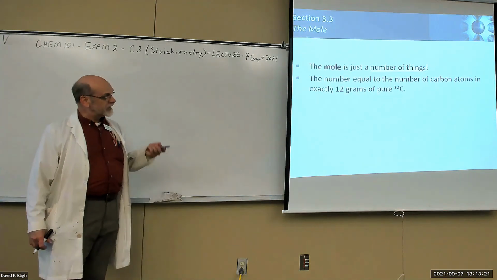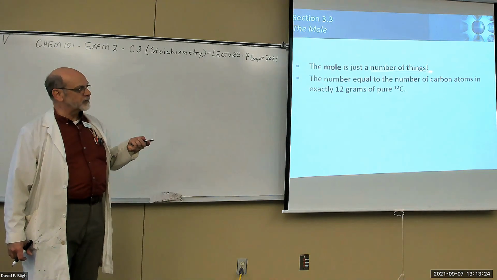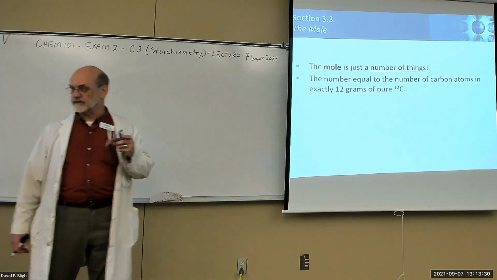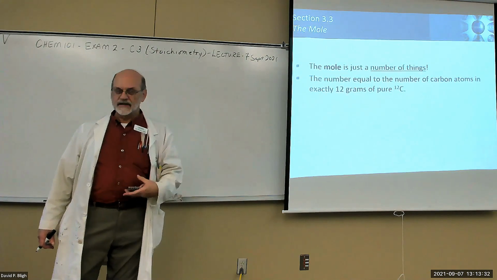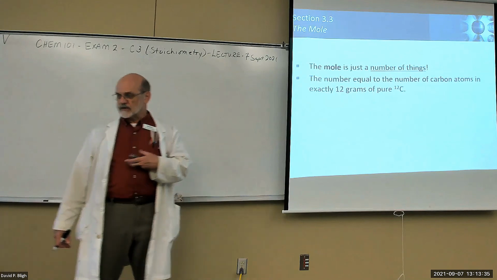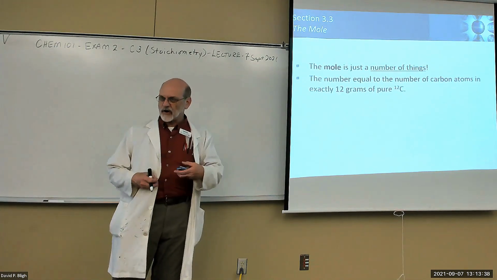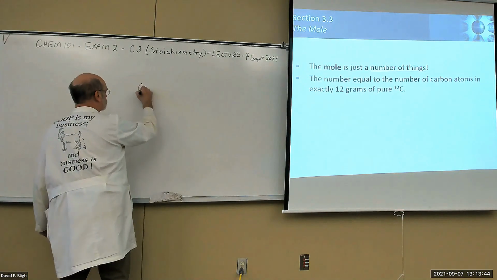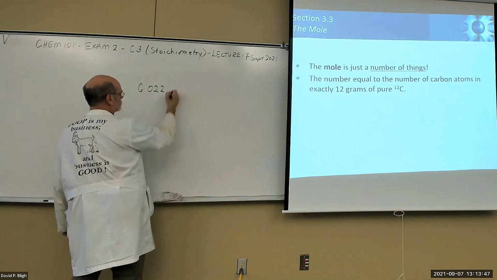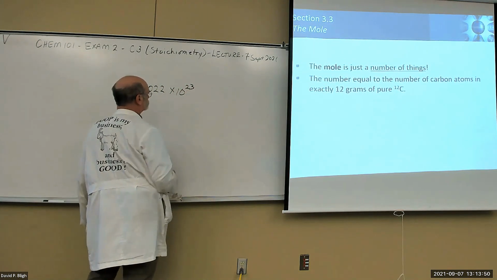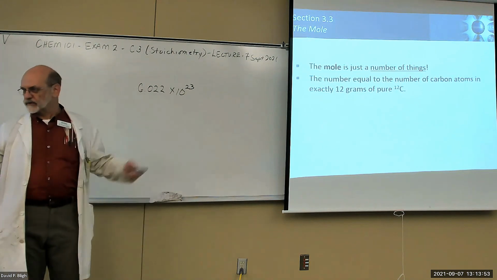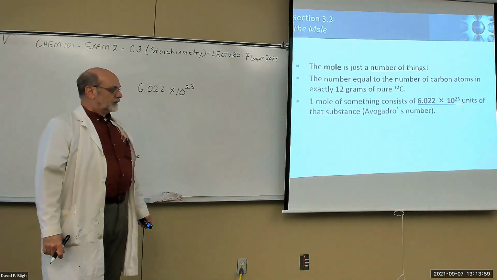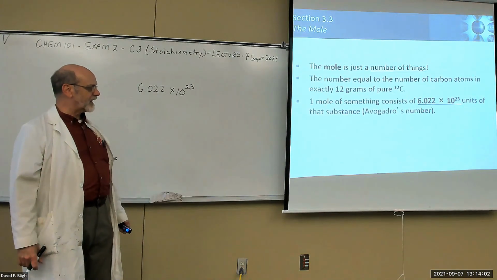But for our purposes, it's the number equal to the number of carbon atoms in 12 grams of pure carbon-12 isotope. That's the definition. And they use that definition to experimentally determine the value of the mole. Now we're going to round it off. For our purposes, that's good enough. That's the one we're going to use, 6.022 times 10 to the 23rd. And that's Avogadro's number.